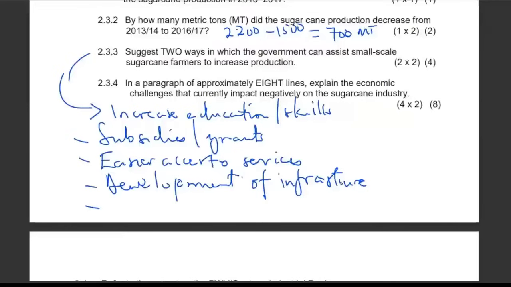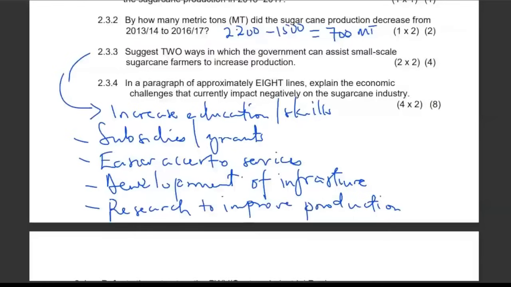And also, the government must engage in research to improve production. The government can research on various ways of producing sugarcane. They can find new ways of how to farm sugarcane through research, such that the farmers will get that knowledge and the skills, and then the farmers are going to implement those strategies in their farming businesses, and ultimately they are going to increase their production.